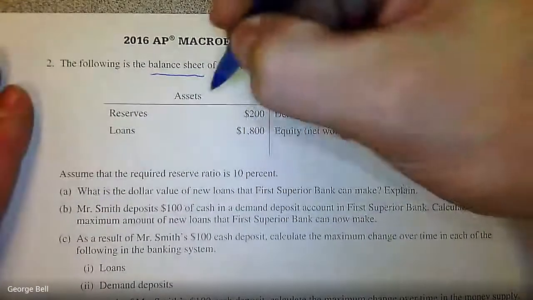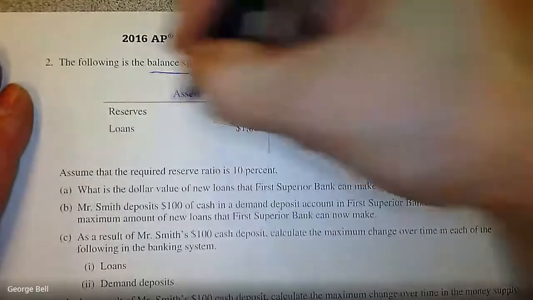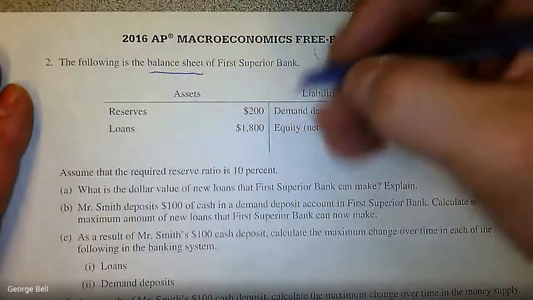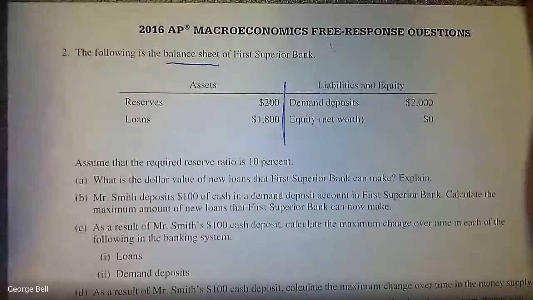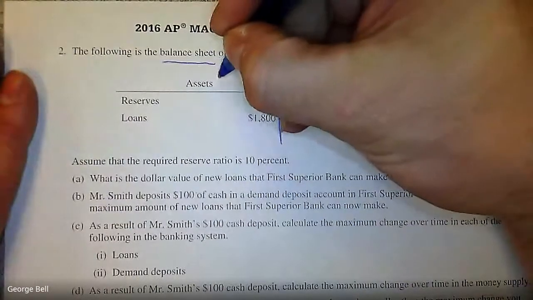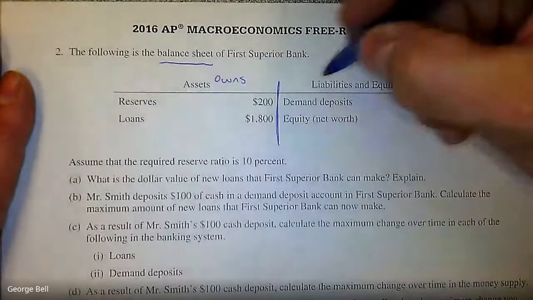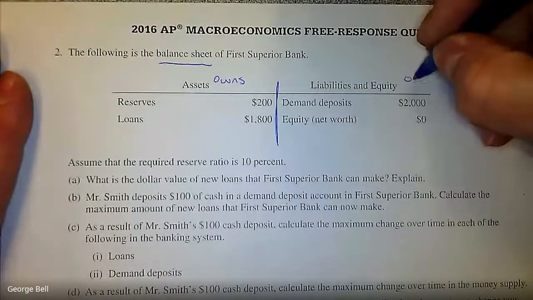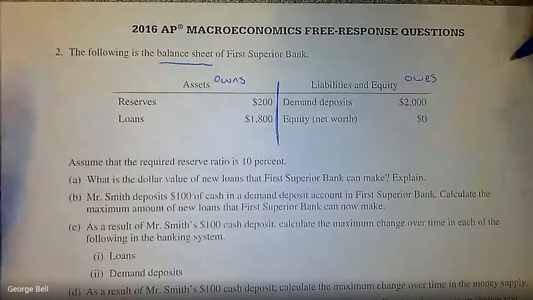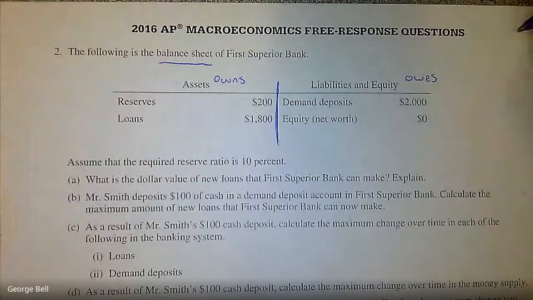Our starting point then is to remember that assets and liabilities are how we divide this. And so a T-chart is broken into two halves. On the left side, we have assets. This is what the bank owns. And on the right-hand side, we have liabilities and equity. This is what the bank owes. That's always our starting point to make sure we understand our vocabulary.